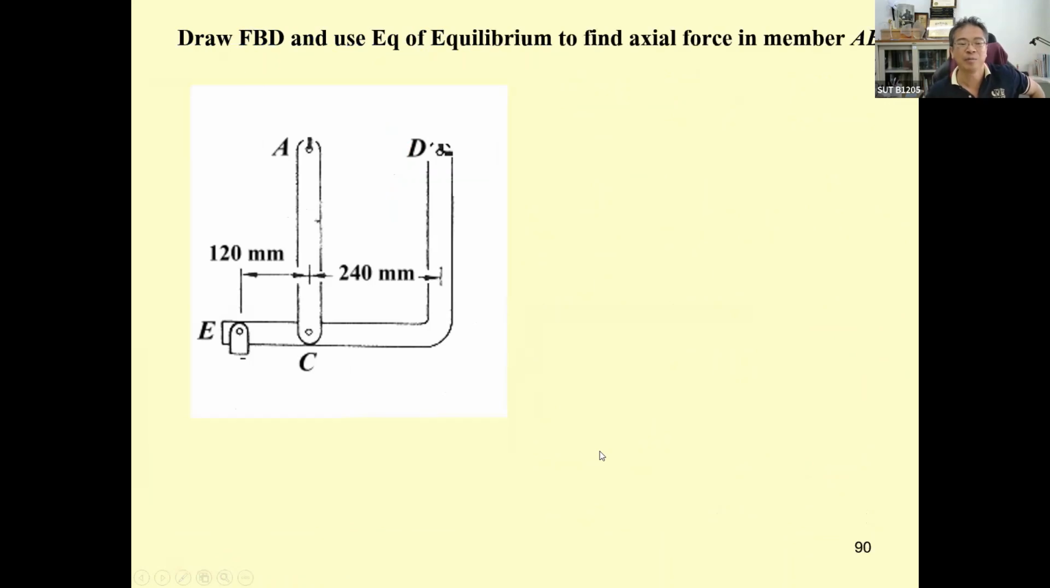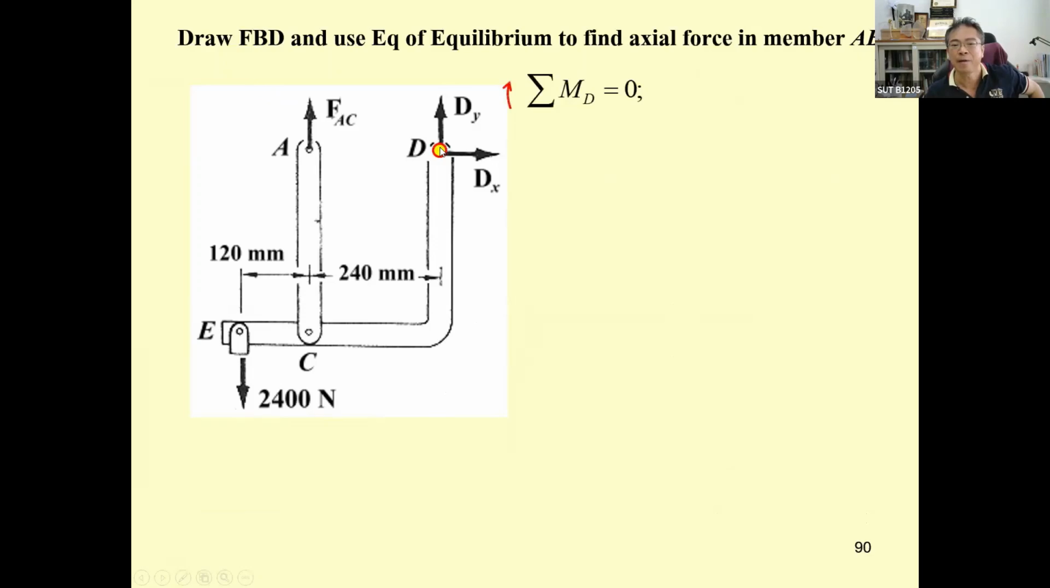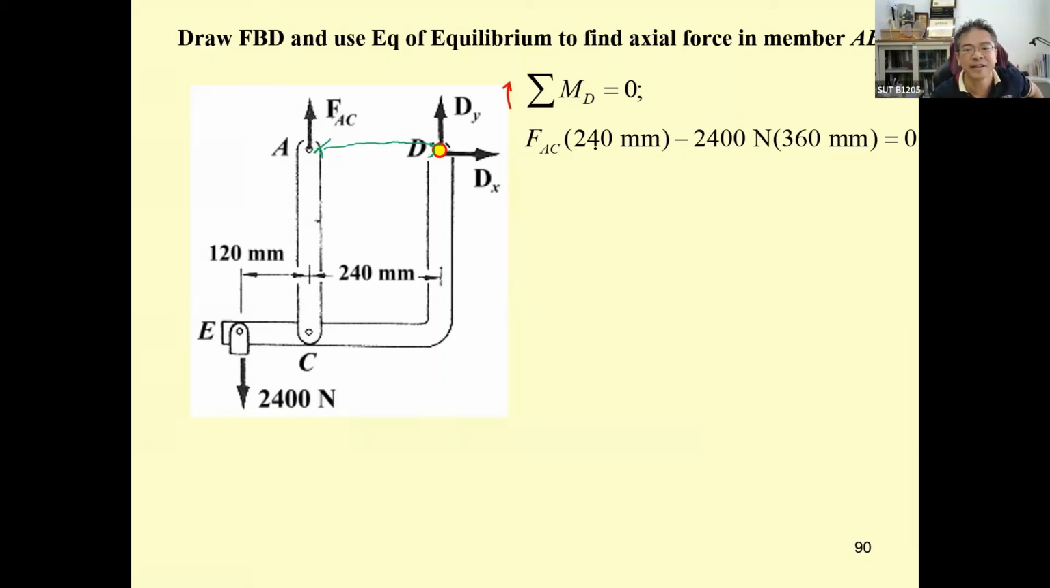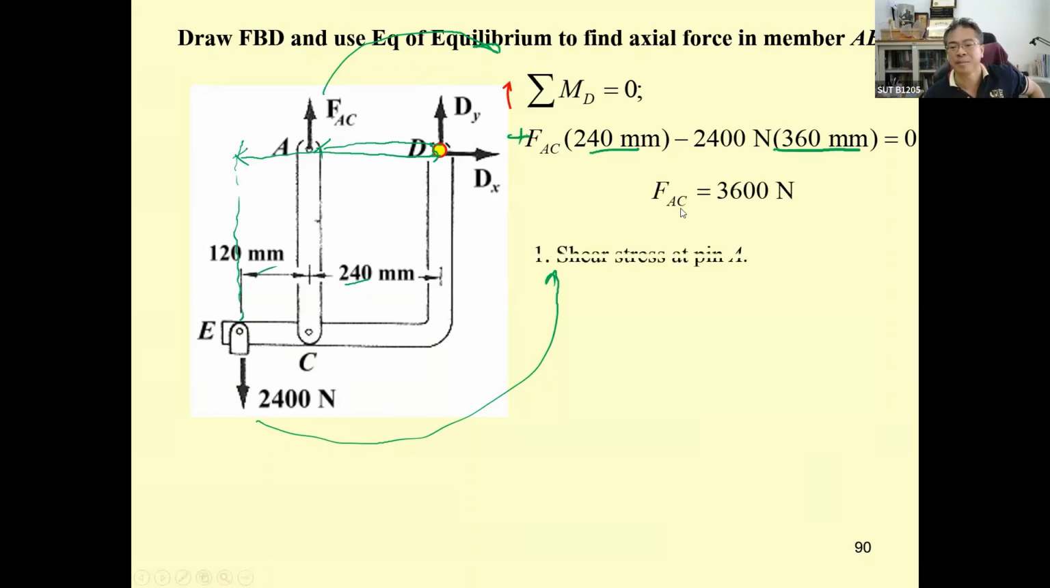Okay, so we come to this one, we draw the free body diagram. We take the moment at D, to eliminate D sub X and D sub Y. We interested in the force in the member ABC. We take the moment over here, F sub AC. And then it's going to have this distance 240 and rotate this way. This is positive. And this is going to be in the opposite direction, the line of action here, and then the length from here is going to be 350. So we got the force F sub AC.